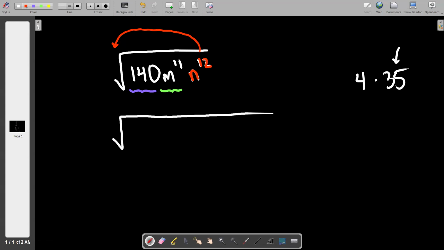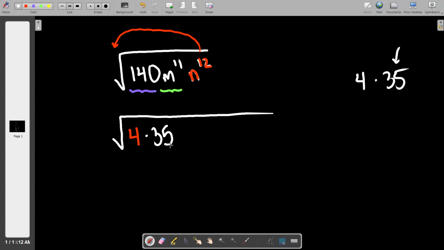So what I'm going to do, and I'm going to color code this for you, is I'm going to take the number 140, and inside the root, I'm going to rewrite it as 4 times 35. Good guy, bad guy. So the purple number is dealt with. Now we have to go to the one that I've underlined in green.